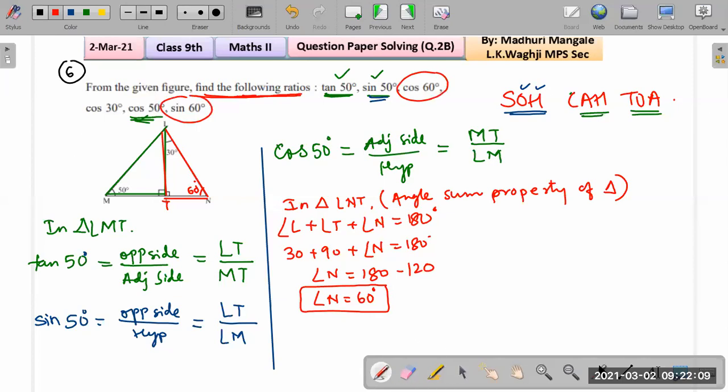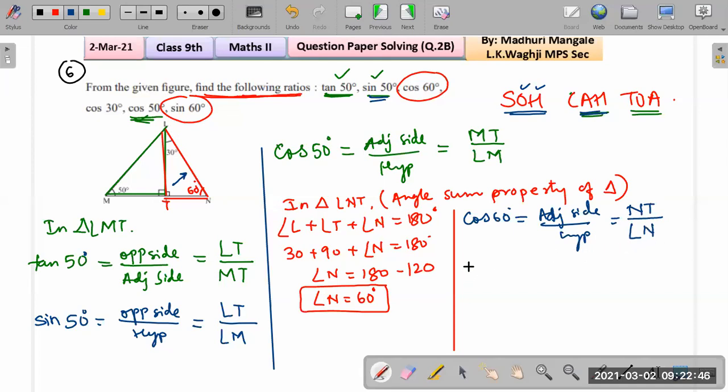All right, let's find the next ratio. We have to find cos of 60. Cos of 60 will be CAH, right? Adjacent side upon hypotenuse. The adjacent side of 60 is the neighboring side, that is NT, upon the hypotenuse. What is the hypotenuse? The side opposite to 90 degrees. So the hypotenuse is LN.